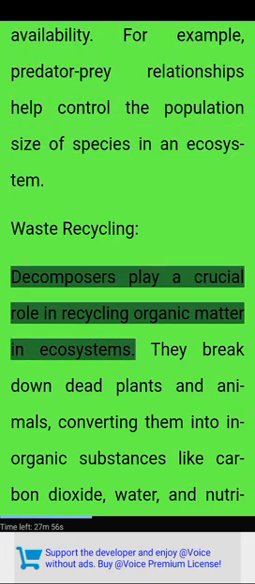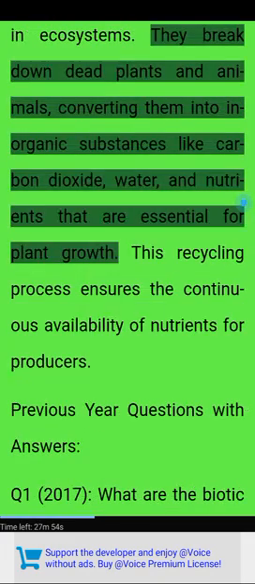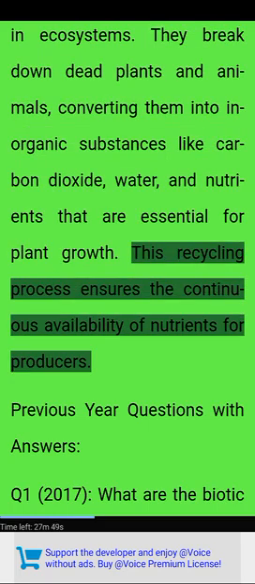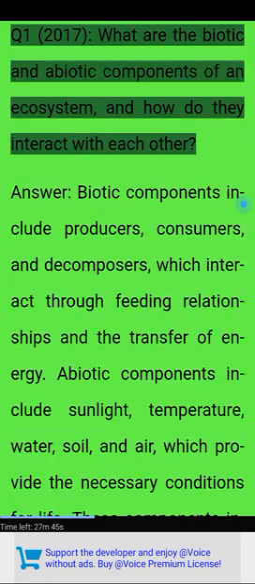Waste recycling. Decomposers play a crucial role in recycling organic matter in ecosystems. They break down dead plants and animals, converting them into inorganic substances like carbon dioxide, water, and nutrients that are essential for plant growth. This recycling process ensures the continuous availability of nutrients for producers. Previous year questions with answers.